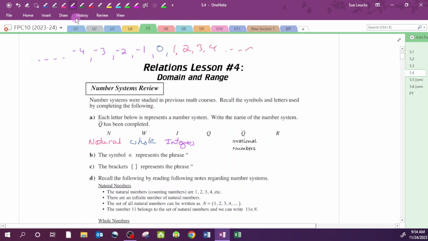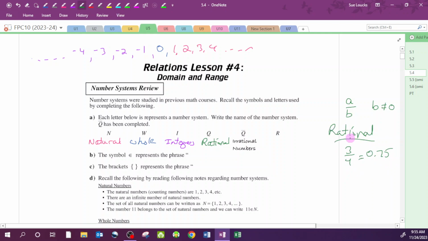And then we get to the Q, which is the rational numbers. The definition of a rational number is a number that can be written as a fraction of integers. So the formal definition is it can be written as a fraction of integers where A and B are integers and B is not equal to 0 because you cannot divide by 0. So rational looks like 3 over 4, but that's equivalent to 0.75. So those are both rational numbers.